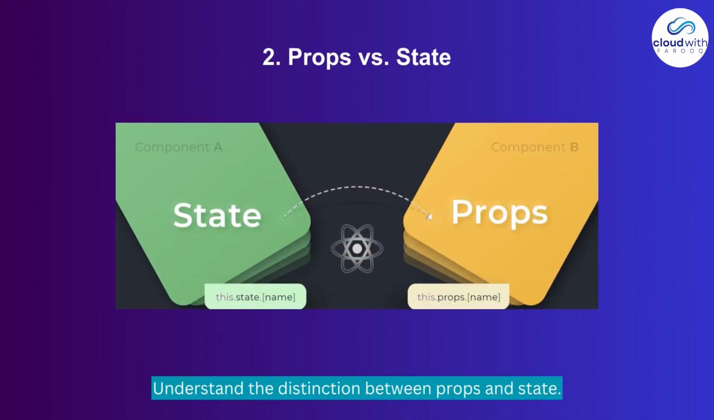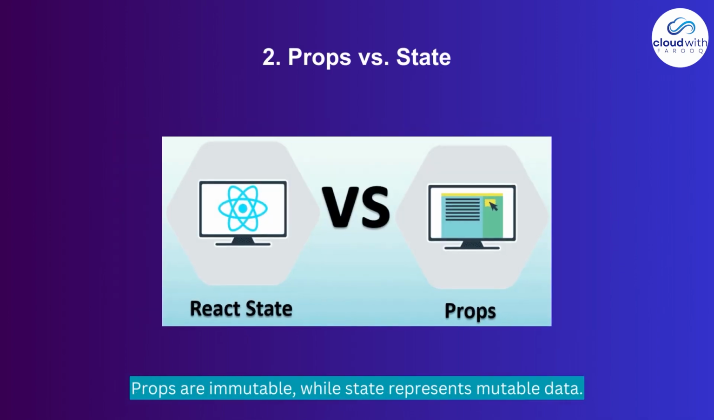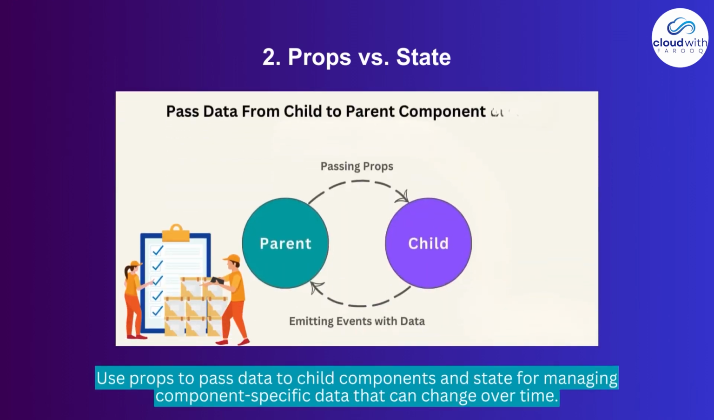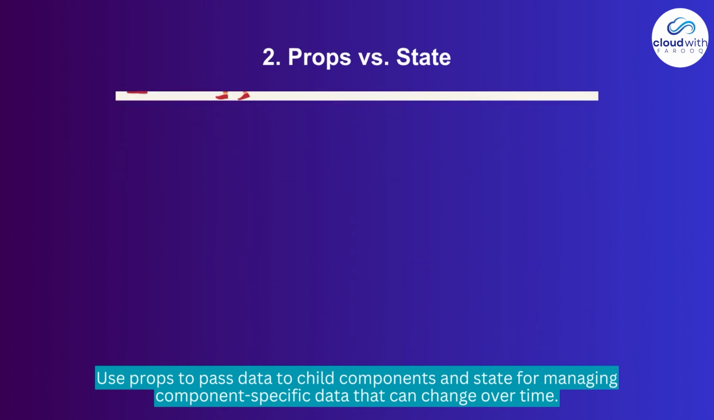Number 2. Props versus state. Understand the distinction between props and state. Props are immutable while state represents mutable data. Use props to pass data to child components and state for managing component-specific data that can change over time.